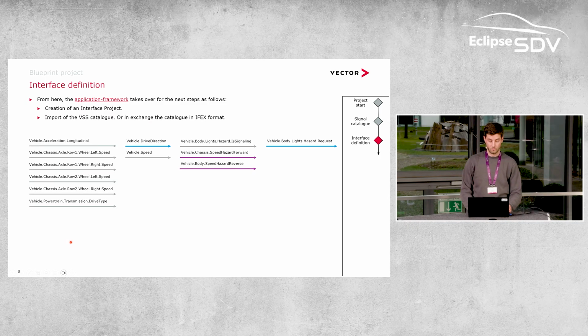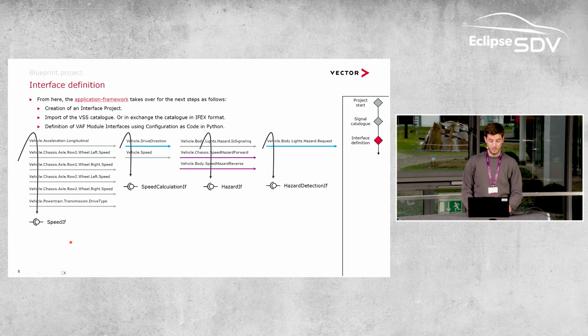So we import those definitions and we create a so-called interface project, and we combine the different signals and the related data types to interfaces. So in this case, we have signals. They map perfectly to the data elements I have just introduced. And you see here we have 4 interfaces, and they group, as illustrated, a set of data elements.